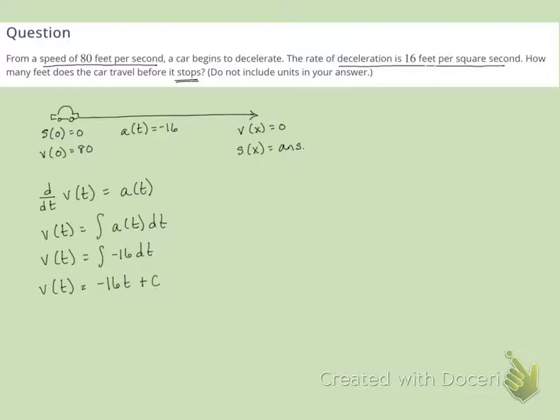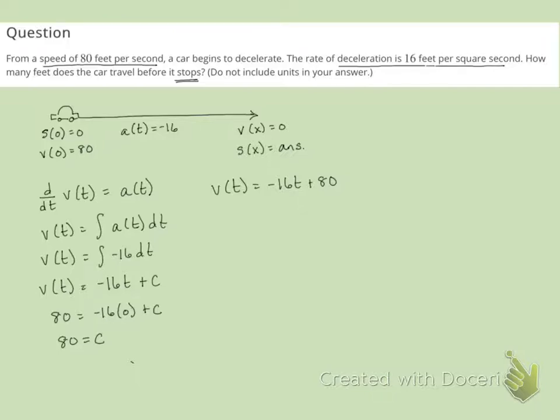And we can figure out what c is because we know the initial velocity of this car is 80 feet per second. So we know that this equals 80 when t equals 0, which means that c equals 80. And we have then the velocity function of -16t plus 80. And let's go one step further and find the position function.